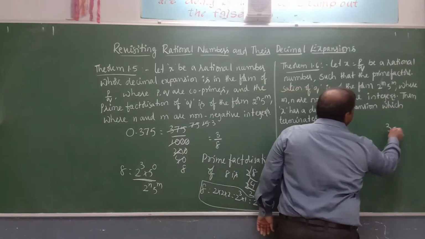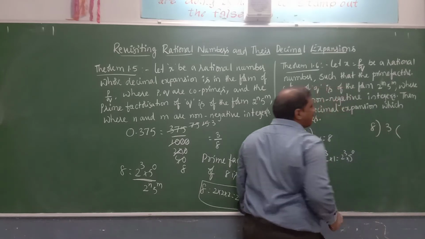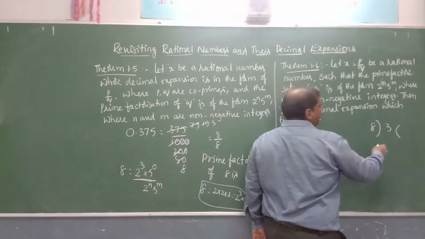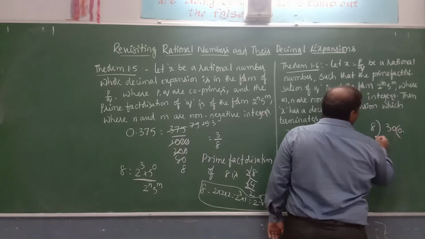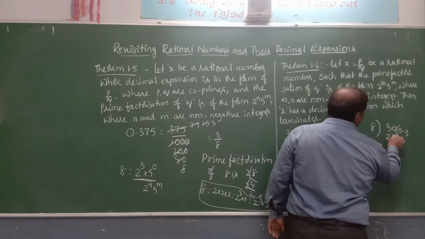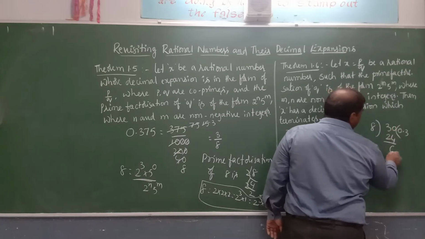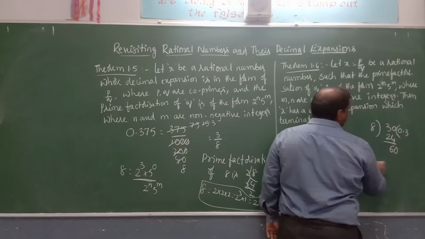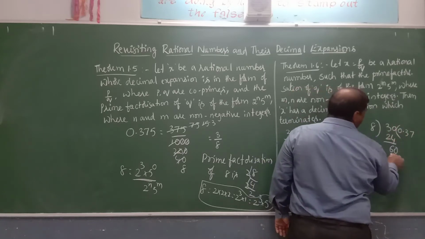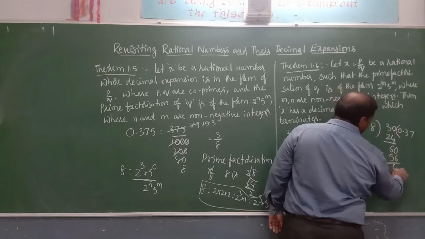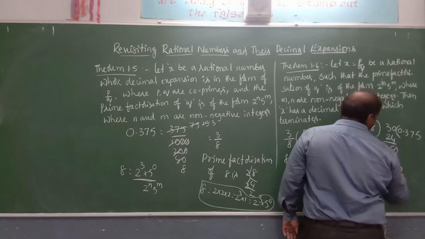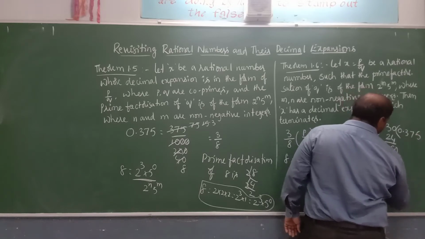So divide 3 by 8. 3 is not divisible by 8, so we put a decimal point and we get 0. Now 8 3s are 24. 30 minus 24 is 6. Then bring down 0, 60. Now 8 7s are 56. 60 minus 56 is 4. Bring down 0. 8 5s are 40. We got remainder 0.